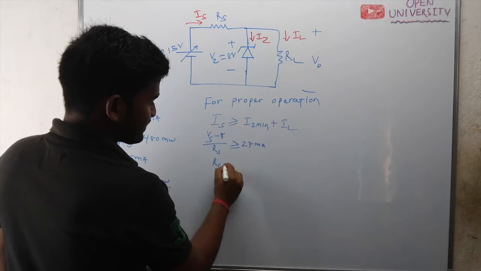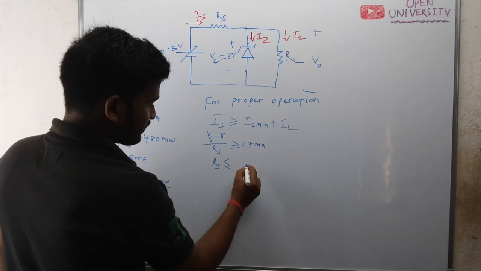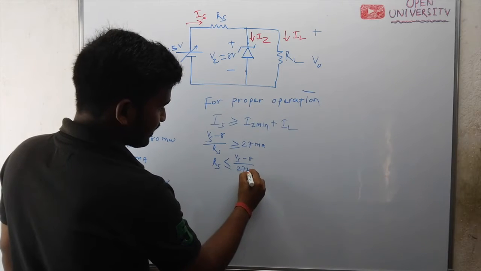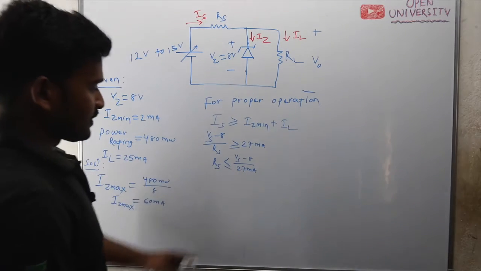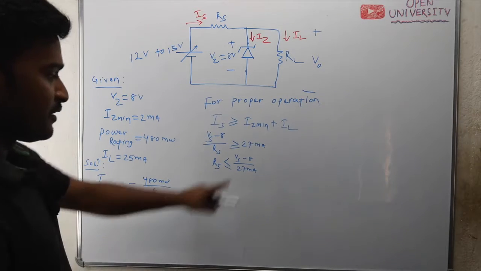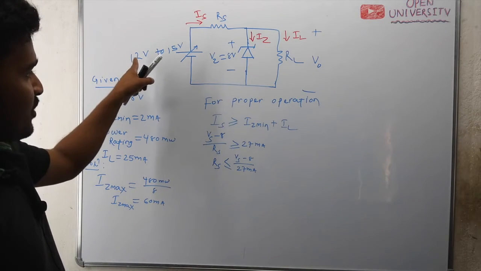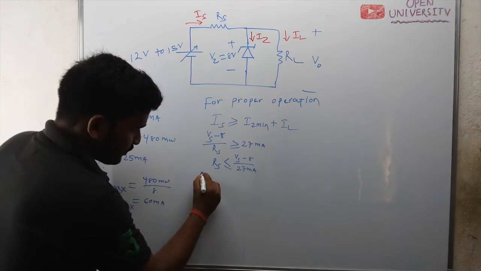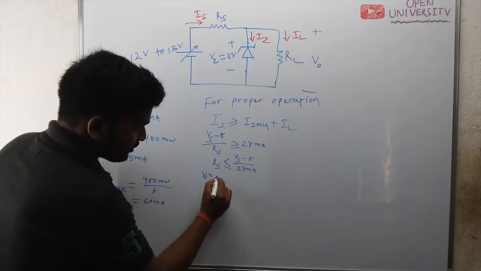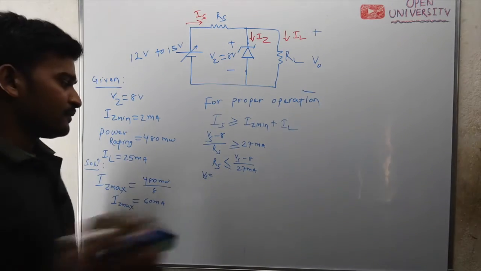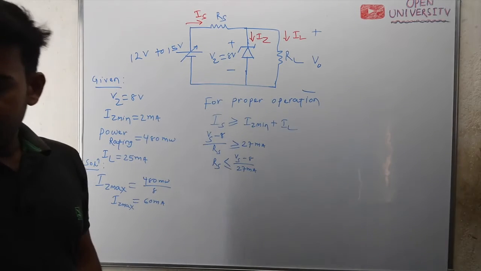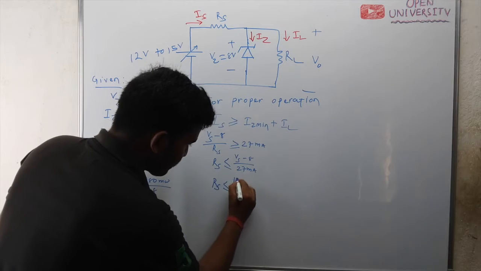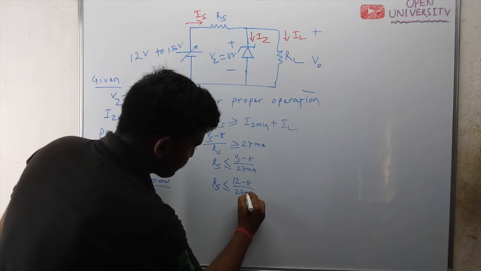So what should be RS? If you bring RS here, RS has to be less than or equal to VS minus 8 divided by 27 milliampere, the maximum value of RS. Here VS is varying from 12 volt to 15 volt. So how to get the maximum value of RS? In order to get the maximum value of RS, you need to consider the minimum supply voltage, that is 12 volt. So RS has to be less than or equal to 12 volt minus 8 volt divided by 27 milliampere.